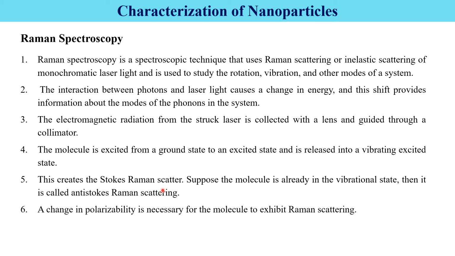Then suppose the molecule is already in a vibrational state, then it gives the Stokes-Raman scatter. There are two types of shift, Stokes shift and anti-Stokes shift, that we have to study in detail for Raman spectroscopy. A change in polarizability is necessary for the molecule to exhibit Raman scattering.